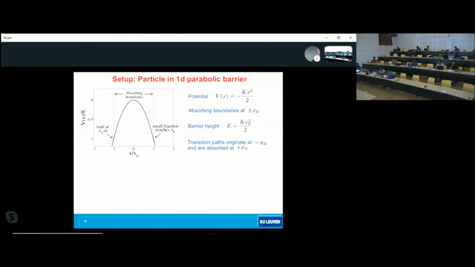Then you have your stochastic trajectories. Your particle starts at minus x naught plus epsilon, because there are two absorbing boundaries at plus and minus x naught. And then you are measuring how long it takes for the particle to start on the left and reach the right position. Technically, there are absorbing boundaries at these two sides. The other scale is the energy: k x naught squared divided by 2 is the barrier height.